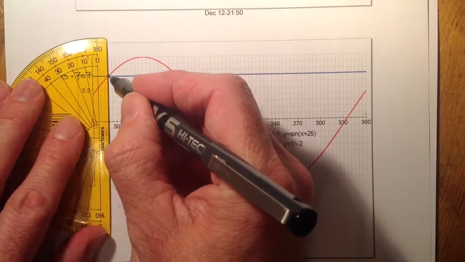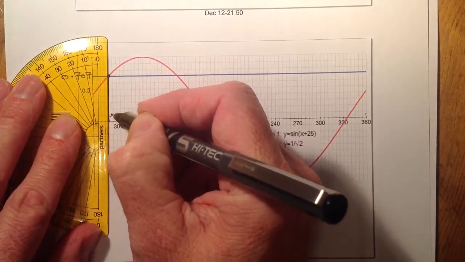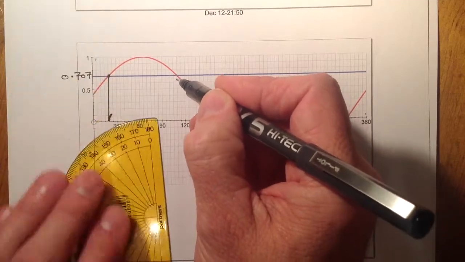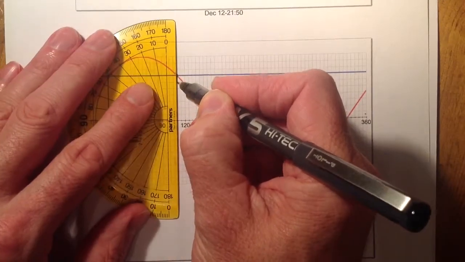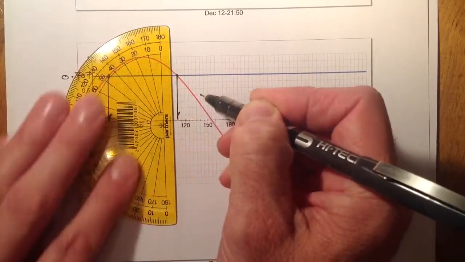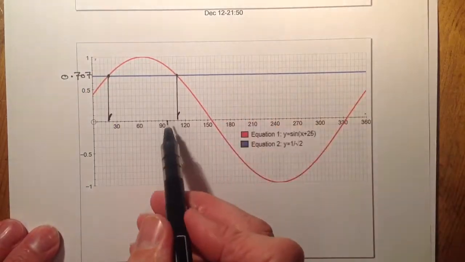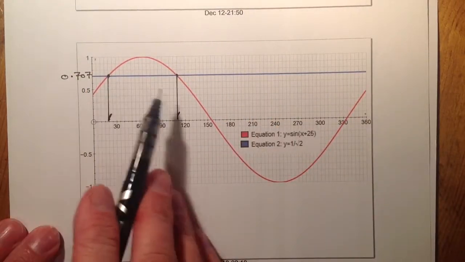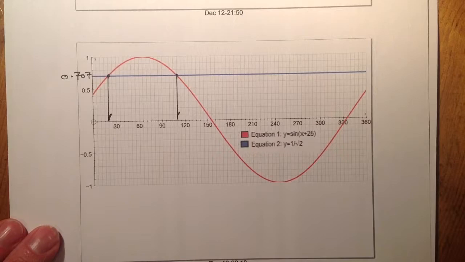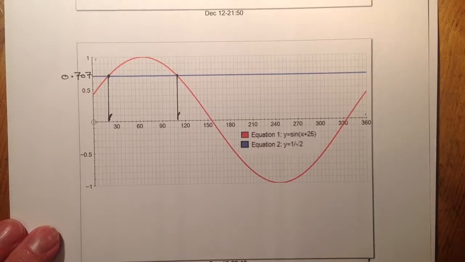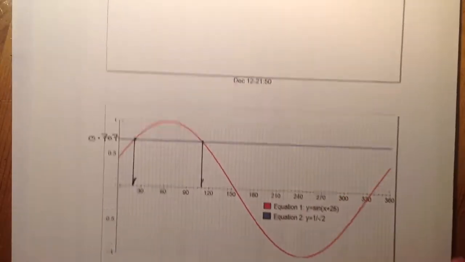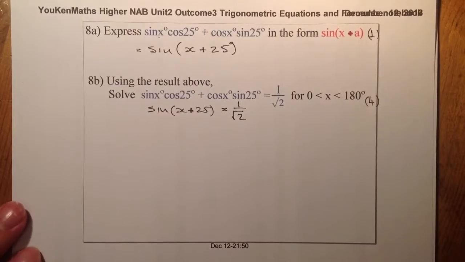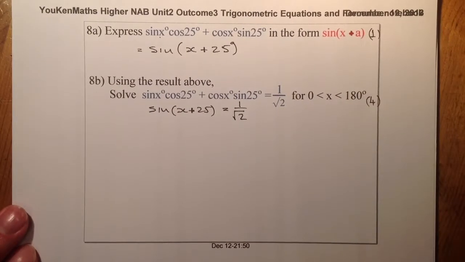I'll be doing that algebraically. There's one value coming down there and one value coming down here, so I'm looking for two values. One looks to be in the first quadrant, the other in the second quadrant. Right, back up here, and let's solve this algebraically.